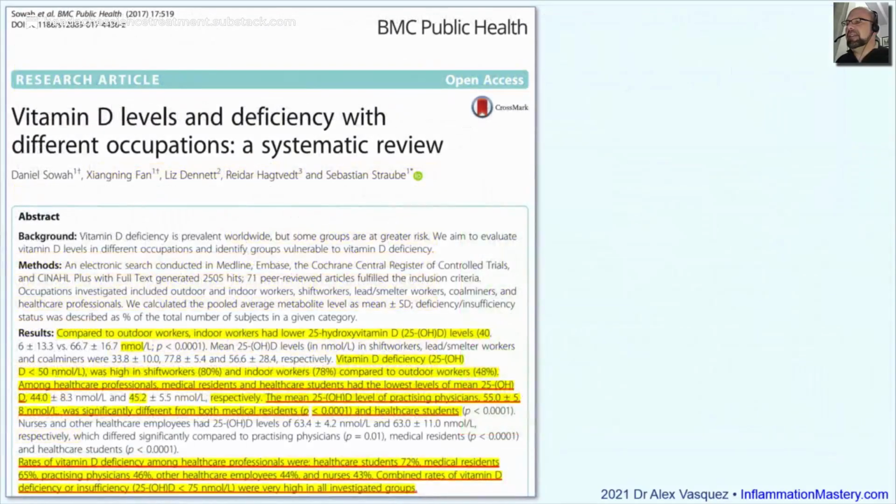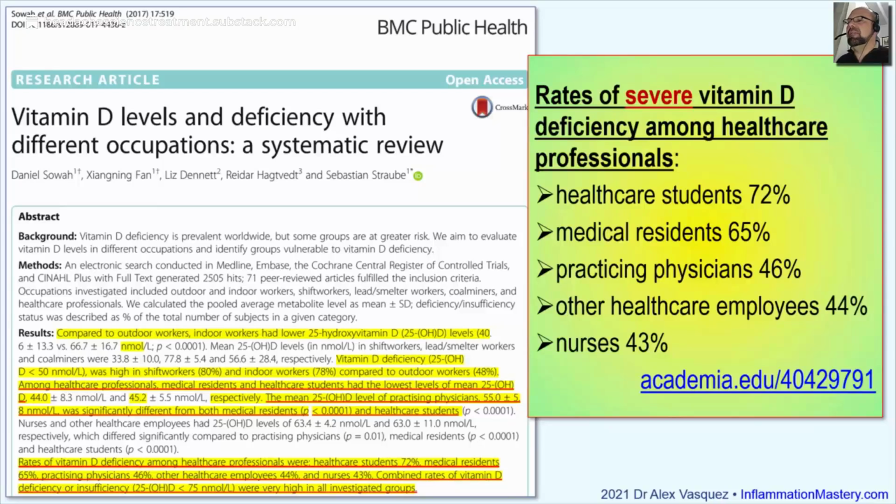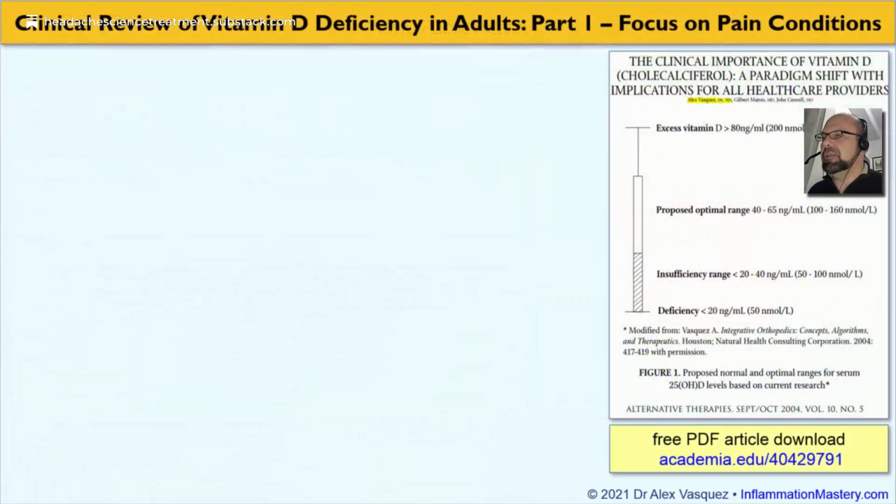Again, this is a global international problem among physicians. Let's look at another study that had the same conclusion. Vitamin D levels and deficiency with different occupations. This was published in BMC Public Health in 2017. They found here rates of severe vitamin D deficiency among healthcare professionals, medical students 72%, medical residents 65%, practicing physicians 46%, other healthcare employees 44%, and nurses 43%. So again, this is a worldwide, population-wide problem in the general public, among patients, and among healthcare providers, especially those who work long hours in hospitals.